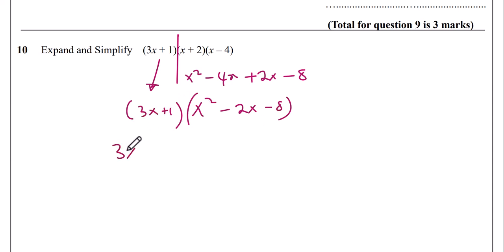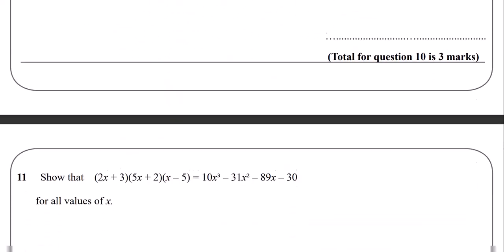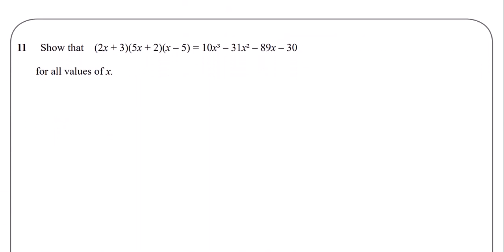3x times x squared is 3x cubed, and 3x times minus 2x, that's minus 6x squared, and 3x times minus 8 is minus 24x. Again, you multiply 1 times x squared, that's x squared. 1 times minus 2x is minus 2x, and 1 times minus 8 is minus 8. Then I simplify that, you have 3x cubed here, and then you have minus 6x squared plus x squared, that's going to be minus 5x squared, and minus 24x minus 2x is minus 26x, and then you have minus 8 here. Again, this is the result of expanding and simplifying this triple bracket. And then we come to number 11.